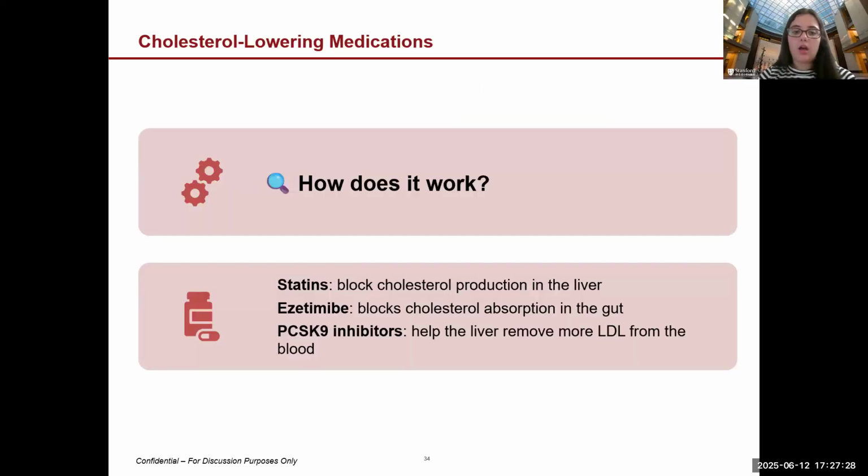So how do these medications work? They eventually, all of them lower LDL cholesterol. Statins will block the cholesterol production in your liver. Ezetimibe will block the cholesterol absorption in the gut, and then the PCSK9 inhibitors will help the liver remove more LDL from the blood.